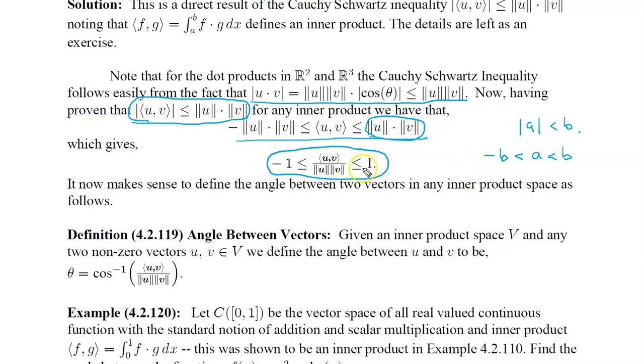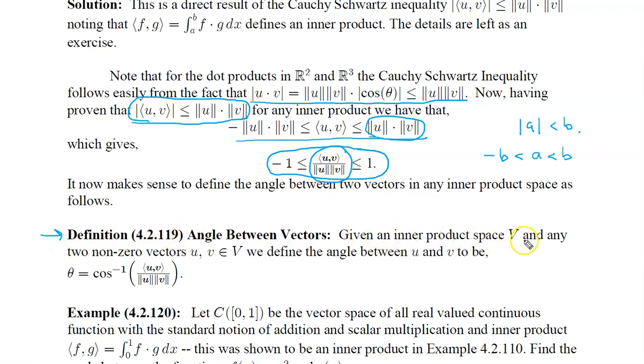And now this is important. Remember, we had talked about this before, because now we can define the angle between any two vectors in an inner product space to be the inverse cosine of this quantity right here. Since we now know that this is always going to be between -1 and 1, it makes sense to take the inverse cosine of it. And so that's what we have in this definition right here.